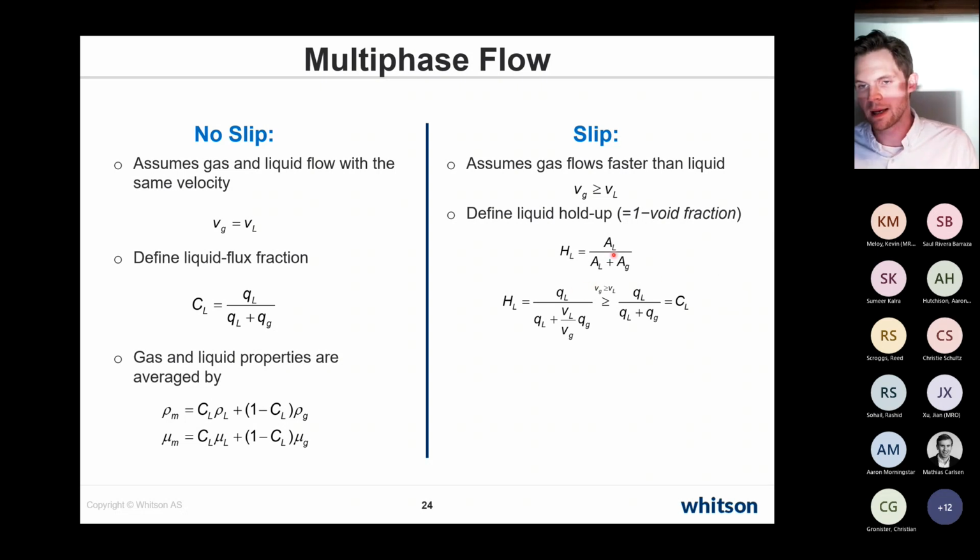And what you can see, if you flip these equations around a little bit, you can show that as long as Vg is greater than or equal to VL, then the liquid holdup is always greater than or equal to the liquid flux fraction, or the no slip holdup, if you will. So that's the limit. And what that means is that the liquid holdup will always be between 1 and the liquid flux fraction. It can't go below that. That would mean that the liquid flows faster than the gas, which physically makes little sense.